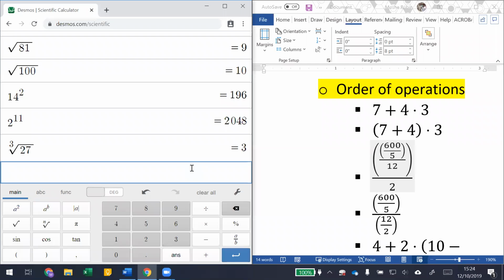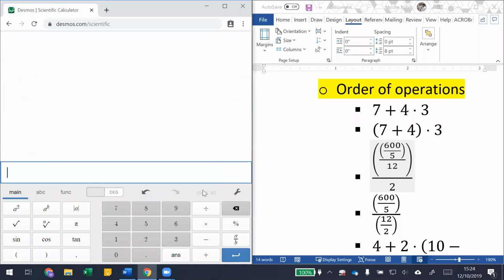All right, guys, welcome to this next video, which is going to be all about order of operations. So Desmos is a scientific calculator, which means it does order of operations automatically, right? First, it will do parentheses and exponents, then it will do multiplication and division, and then it will do addition and subtraction last. So I'm going to clear all again because I'm working on something new.